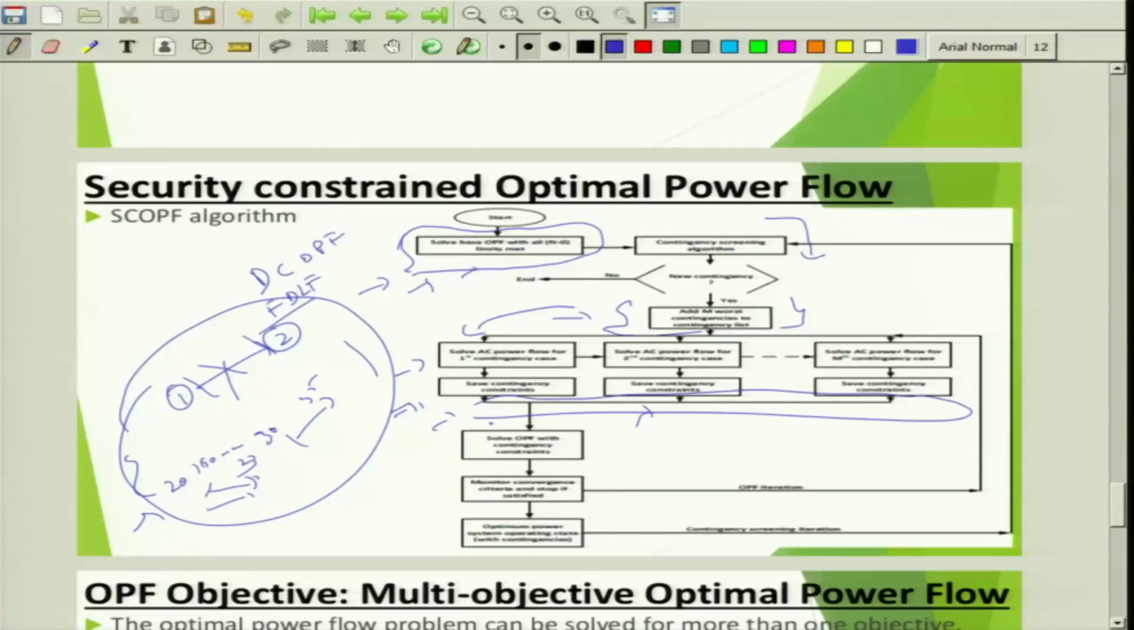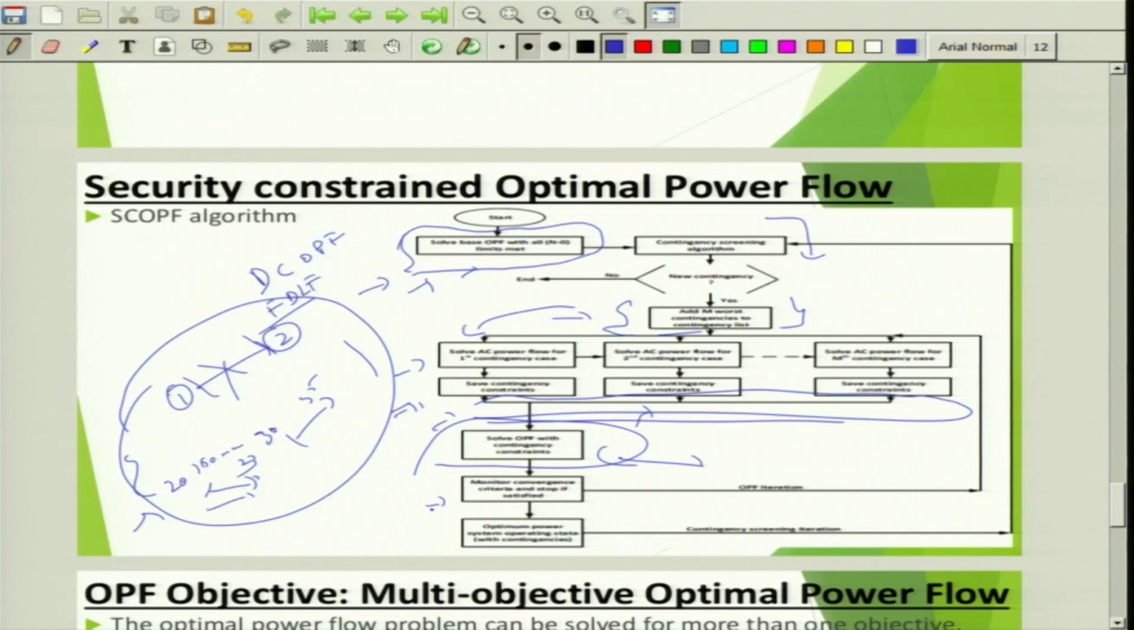Now you get the final list of contingency constraints, and then for them you carry out OPF again, put together everything. Now it's a more reduced one. This should have been done in the beginning itself, but you do not know what those constraints are. So all this process is done to find out those critical contingency constraints.